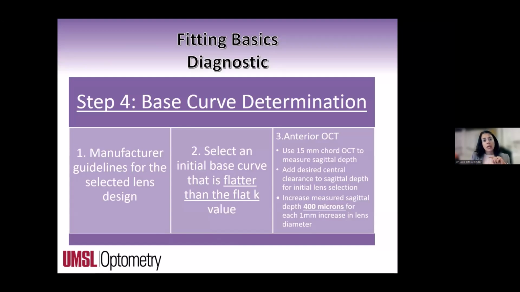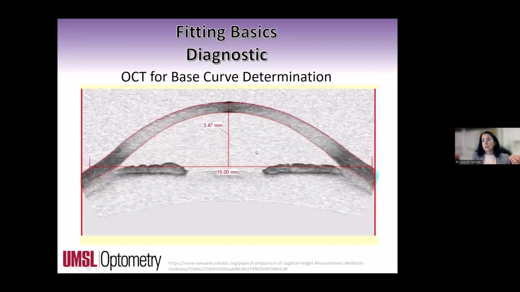What I don't really do is use my anterior seg OCT or the Pentacam anterior seg map to pick a first lens. The reason I don't do that is I find that it overestimates the amount of clearance. When you look at some of the literature that's out there, it talks about what you would do on an anterior seg OCT: you would get a 15 millimeter chord. You would take this anterior OCT, take a chord that's 15 millimeters, and line it up where it matches up out here. In this case, we're a little bit beyond our limbus, so we're matched up here. And you would take a second chord and measure your sagittal depth, which is 3.47, 3470 in this case.